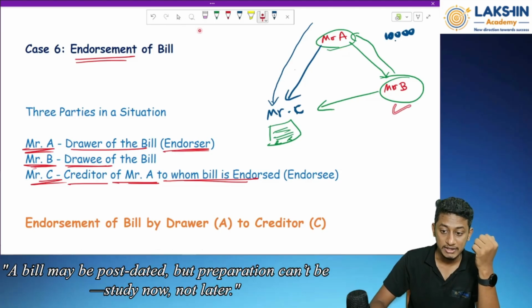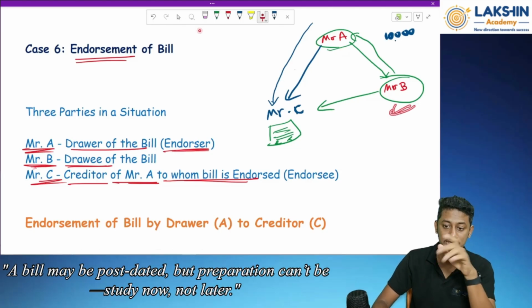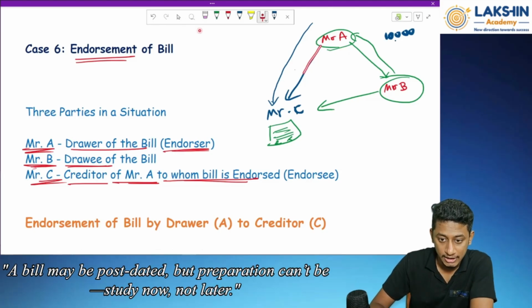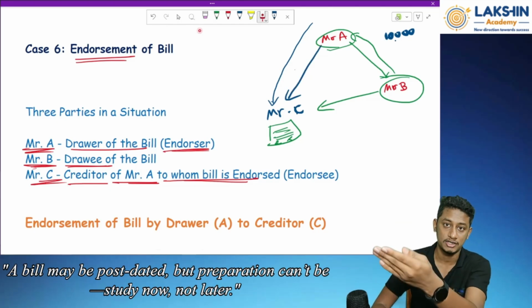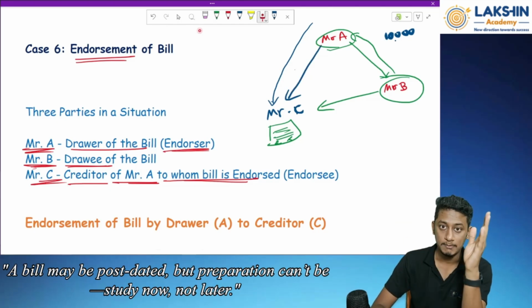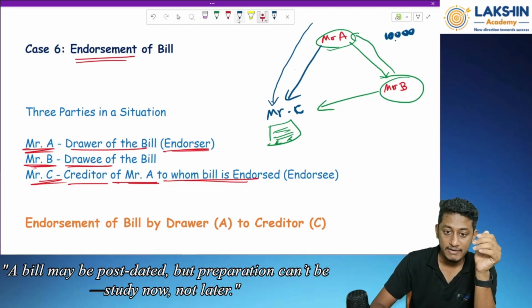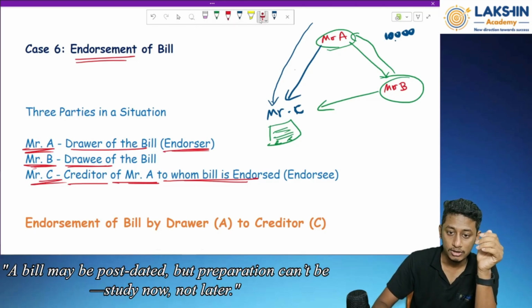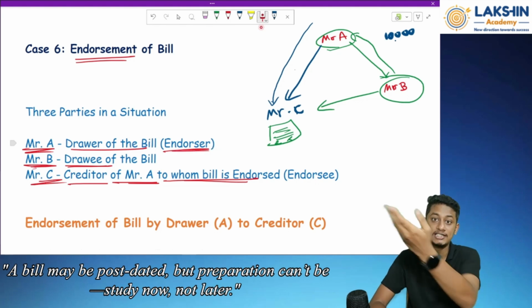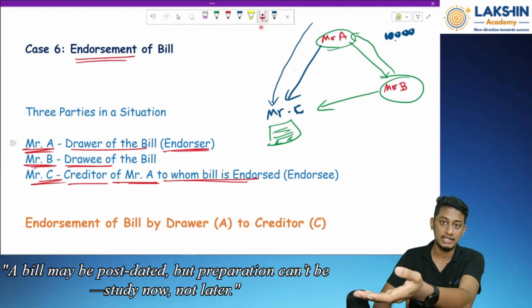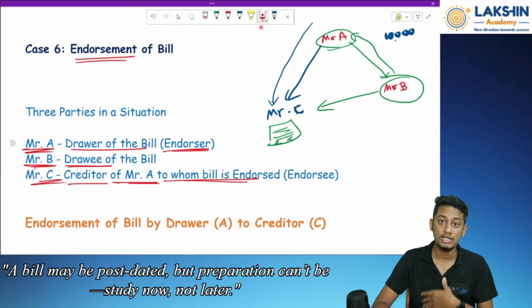And in case of Mr. B there won't be much changes, because if the bill is endorsed by Mr. A to Mr. C, before going ahead, we will call Mr. A an endorser, because he is endorsing the bill. He is giving the bill to someone else. So he will be called the endorser.